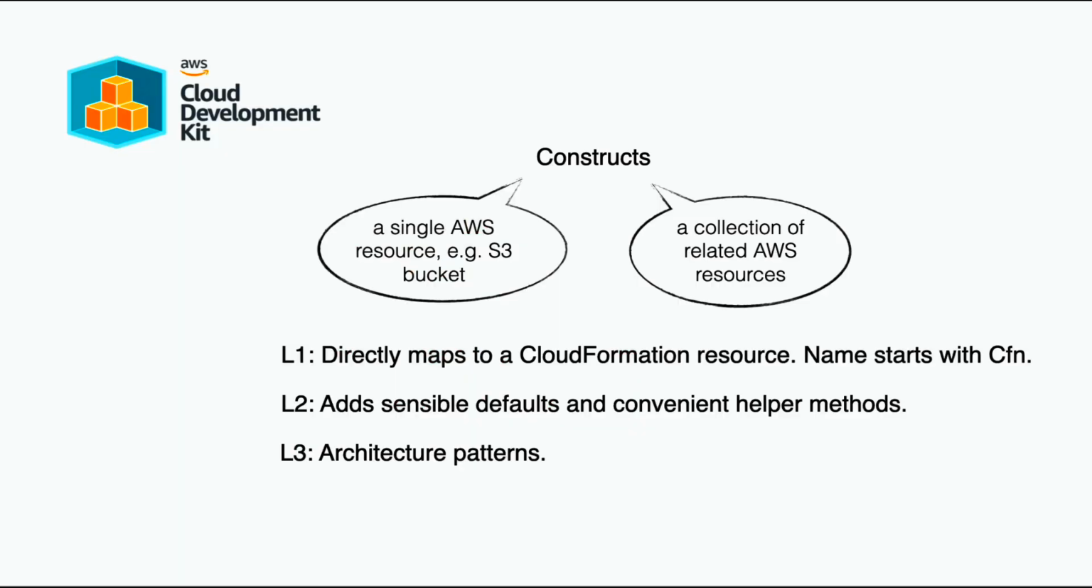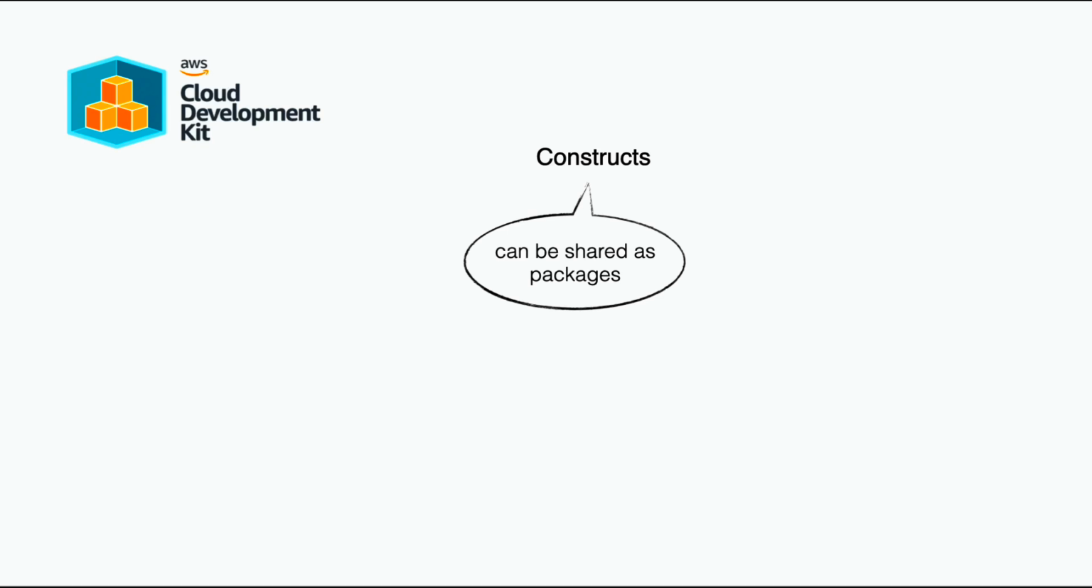By combining different L1 and L2 constructs together, you can create your own custom L3 constructs that capture the established best practices within your organization, such as an S3 bucket with server-side encryption enabled with a KMS customer managed key, or REST APIs with a default set of WAF rules, and so on. These custom constructs can then be shared as packages or modules through NPM or Maven or NuGet or whatever, so other developers can easily reuse existing patterns in their own applications.